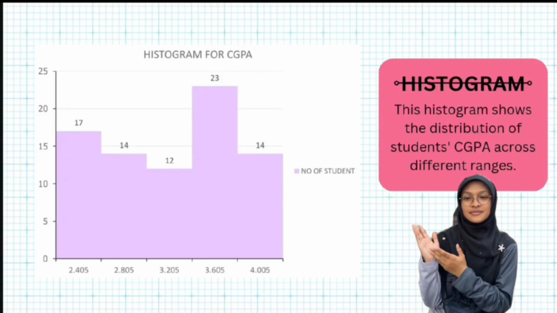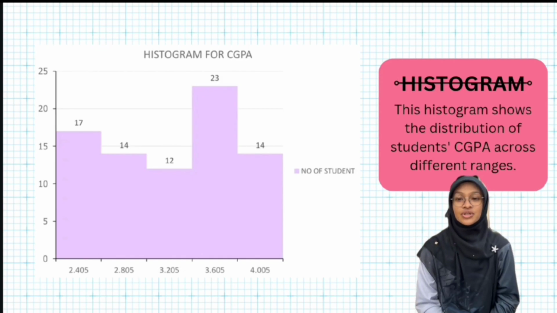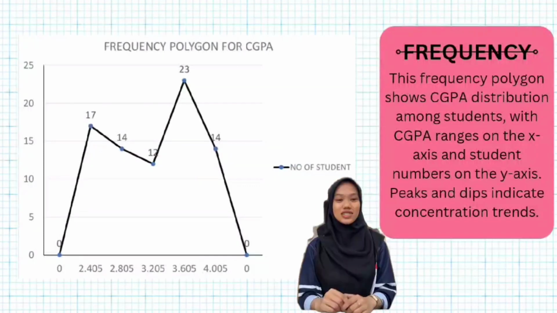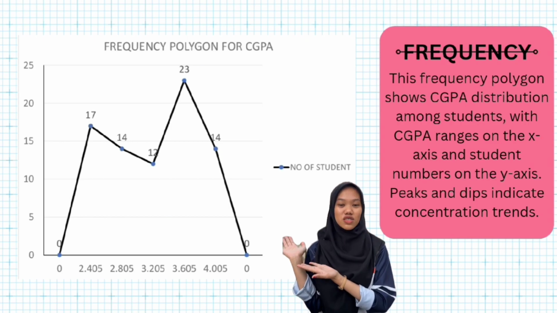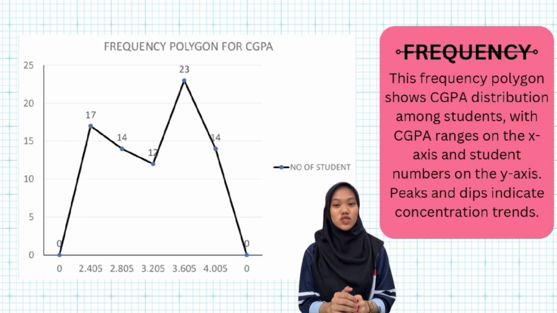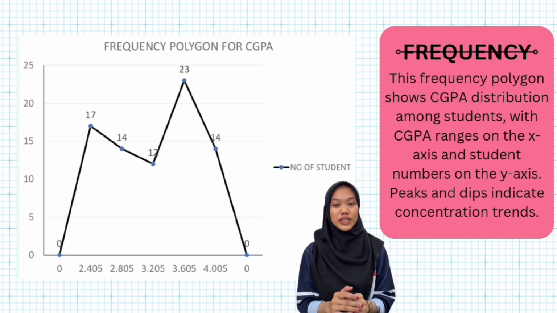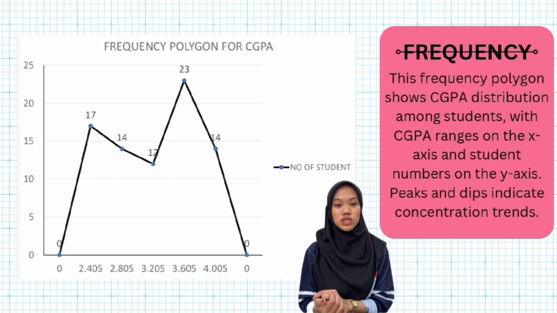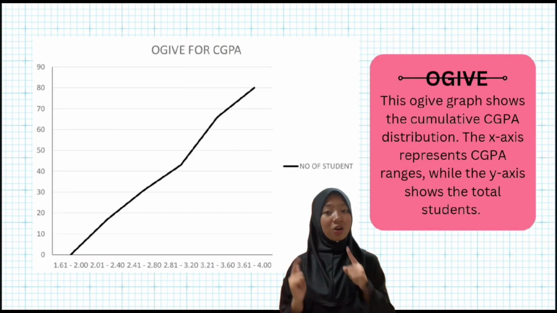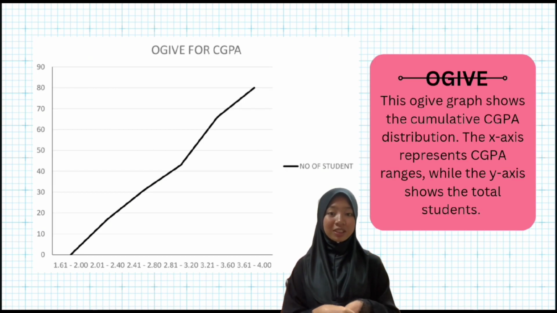This is the histogram graph for CGPA. This histogram shows the distribution of students' CGPA across different ranges. So here is the frequency polygon for CGPA. These frequency polygons show CGPA distribution among students with CGPA range on the x-axis and student numbers on the y-axis. Peaks and dips indicate concentration trends. So we can see most CGPA students is 3.605.